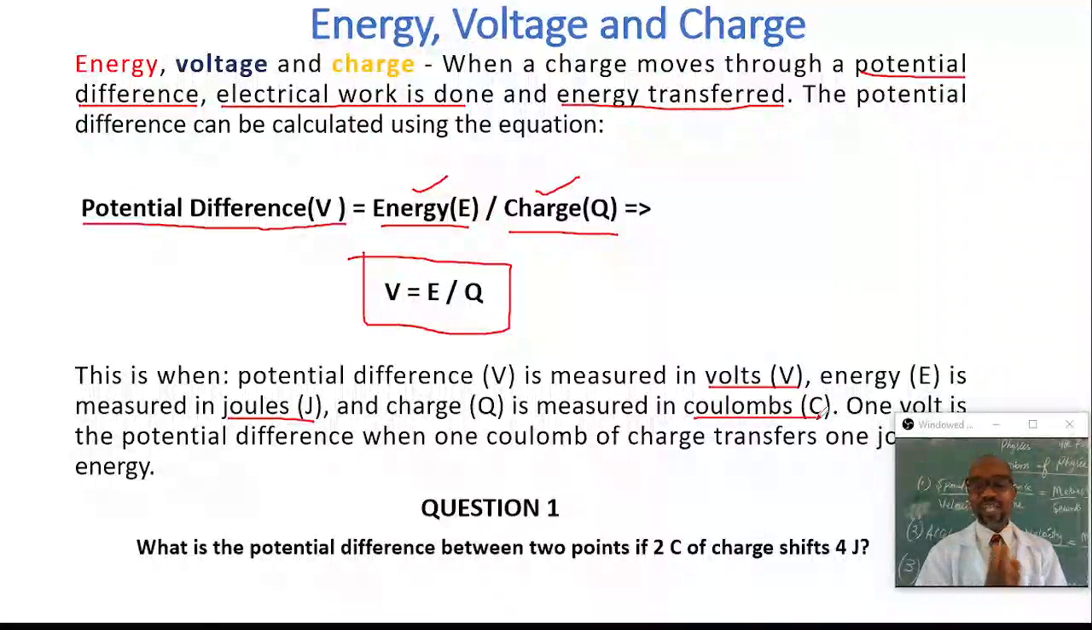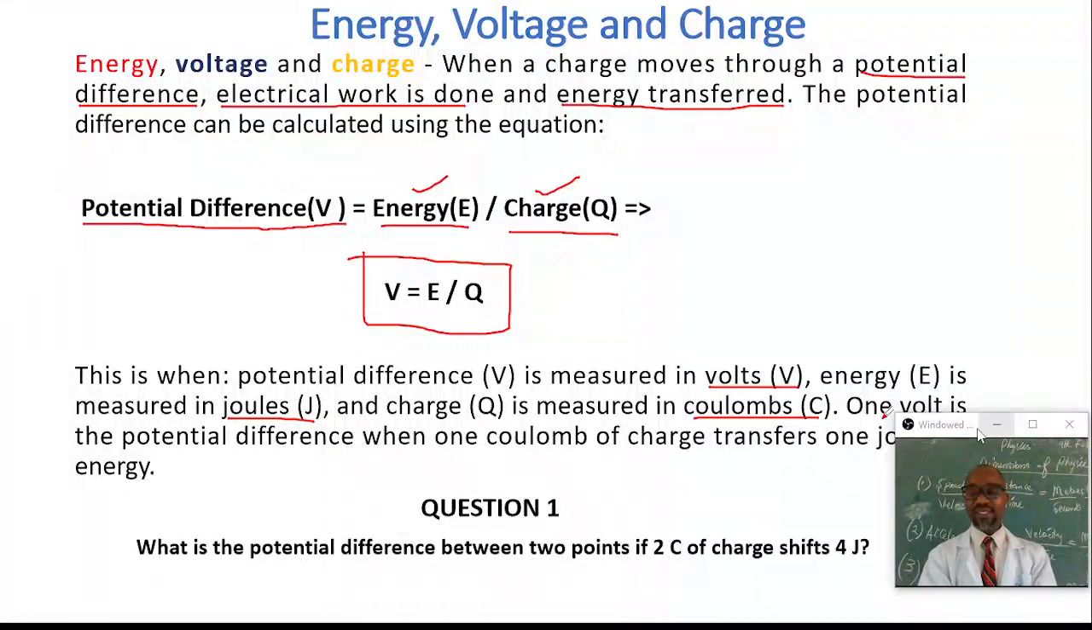The unit of potential difference, PD, represented by the letter V, is volts. Energy is measured in joules. Take note. Charge, quantity of charge, is measured in coulombs, represented by letter C. Therefore, it means that 1 volt is the potential difference when 1 coulomb of charge transfers 1 joule of energy.